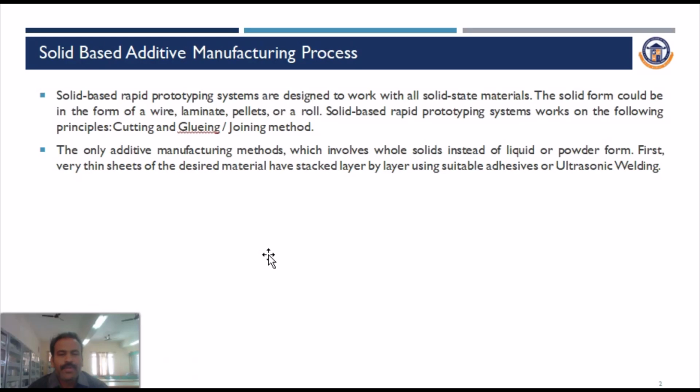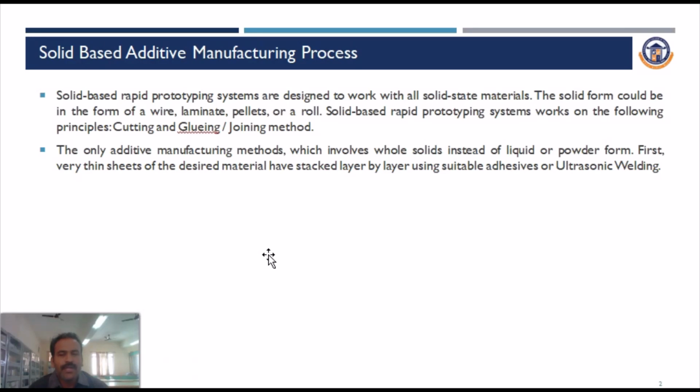Solid-based rapid prototyping process is designed to work with all solid-state materials. The solid form could be a wire, laminate, pellets, or a roll. Solid-based RP systems work on the following principles: cutting, gluing, and joining methods. It is the only additive manufacturing method which involves whole solids instead of liquid or powder form. First, very thin sheets of the desired material are stacked layer by layer using suitable adhesives or ultrasonic welding.